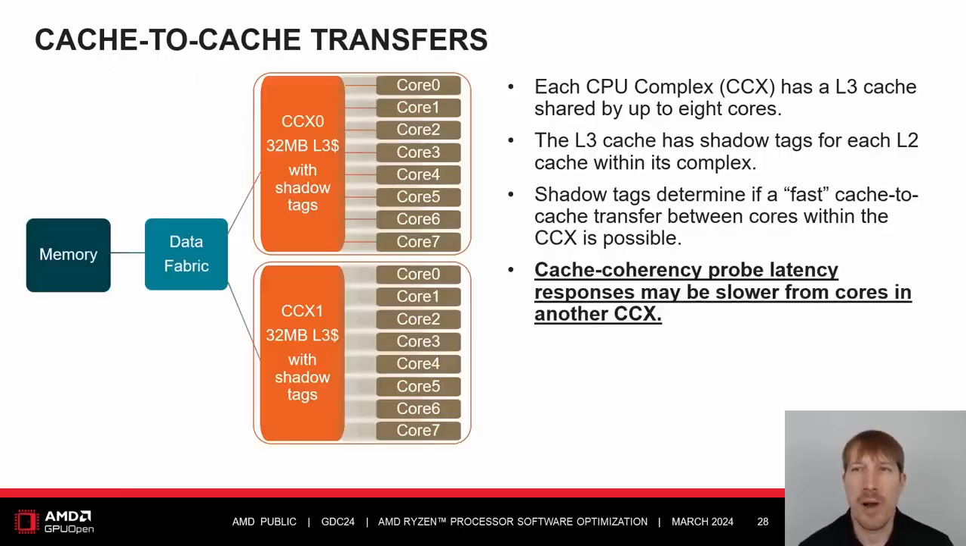The AMD Zen 4 microarchitecture implements a large L3 cache shared by up to 8 cores inside each CPU complex, abbreviated as CCX. The L3 cache maintains shadow tags for each L2 cache within its complex. Shadow tags determine if a fast cache-to-cache transfer between cores within the CCX is possible. Cache coherency probe latency responses may be slower from cores within another CCX. 2 CCX are shown in this example. For Storm Peak, imagine up to 12 CCX attached to the data fabric.